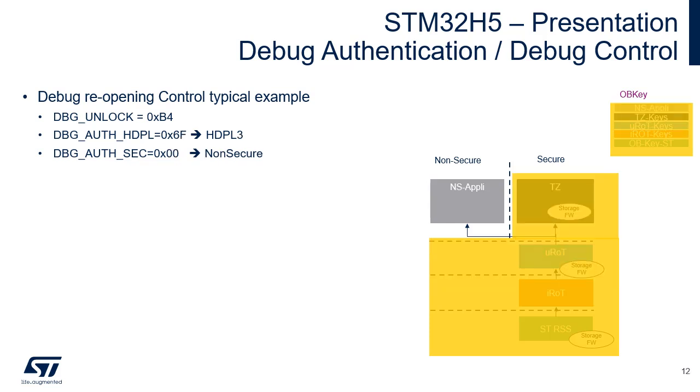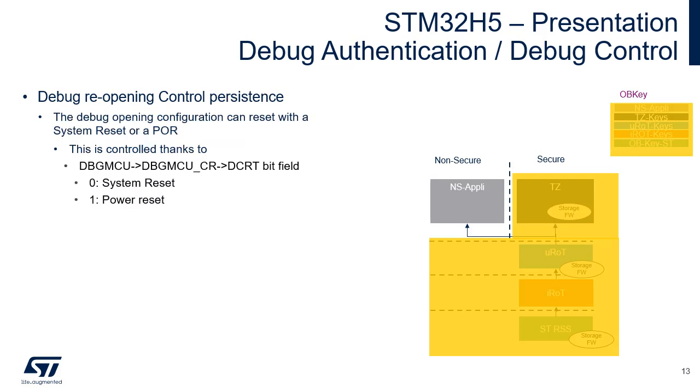In this example, assumptions are DBG unlock equals 0xb4, enabling debug unlock when HDPL in SBS HDPL SR equals DBG auth HDPL. DBG auth HDPL equals 0x6f, defining HDPL3 as the hide protect level at which debug reopens. DBG auth sec equals 0x00, actually different than 0xb4, enabling debug unlock for non-secure state only. Thus, debug for non-secure image is reopened. The type of reset that reopens the debug facilities is configurable, either system reset or power-on reset.